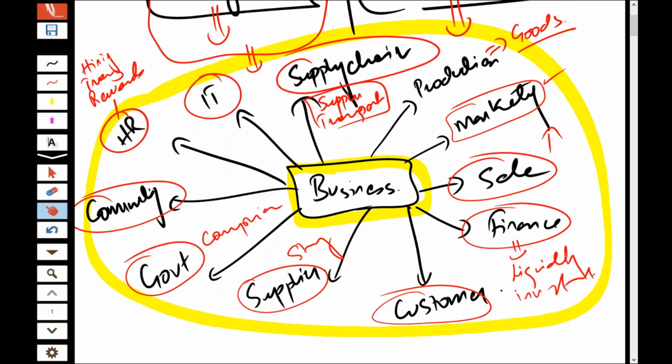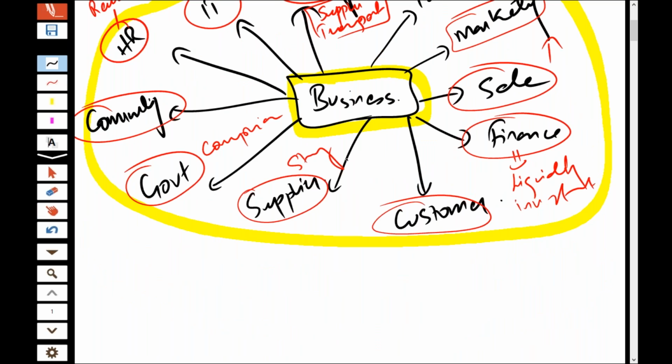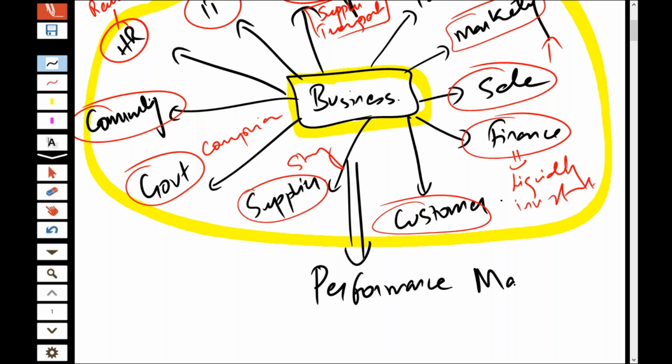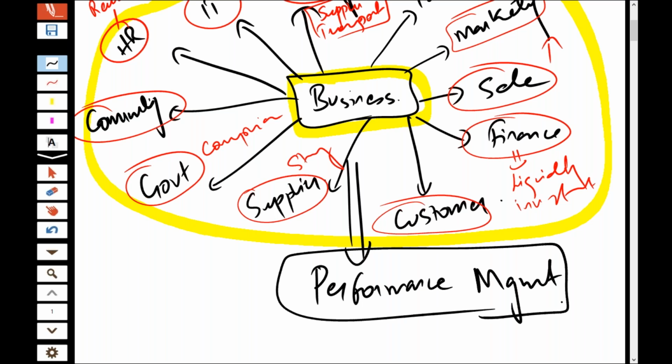So when we talk about the concept of performance management, I always explain to the students that to understand what performance management is, you need to understand it as if you are running your own business. If you are running your own business, every single aspect of that business, you are responsible for. You would make sure that every single aspect of that business operates in a proper manner. You'd make sure that every single aspect of that business moves forward and grows. That is what you're going to make sure.